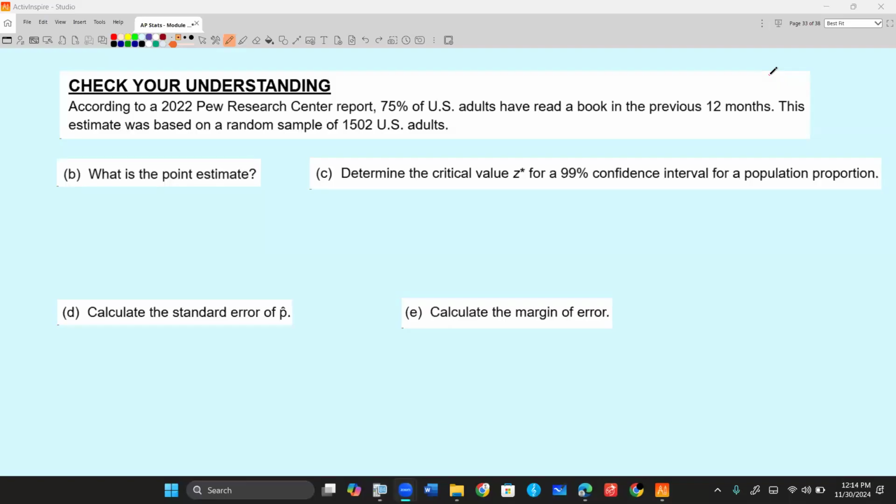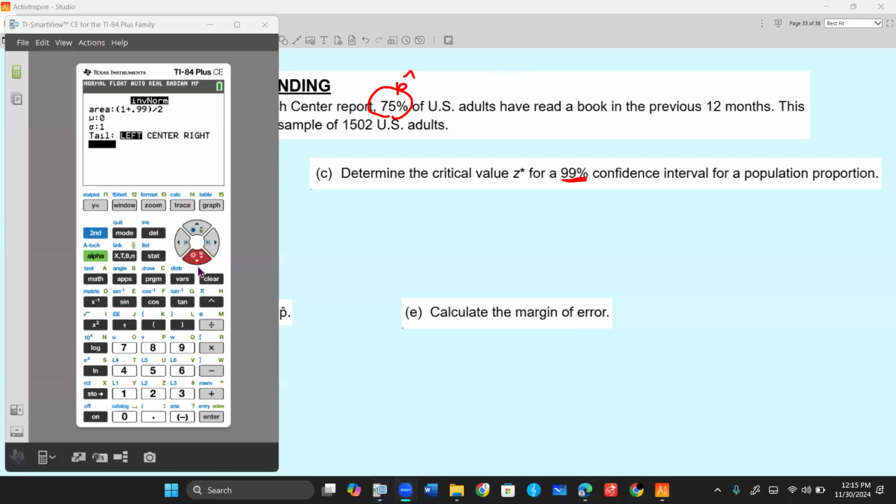All right, the point estimate is actually in the problem, no calculations required. It's going to be 75%. That's going to be your sample proportion. So the point estimate in this case will always be your sample proportion. Since it's given to us, we just got to write it down. C, determine the critical value for a 99% confidence interval. So see if you can get that. I'll use it using the left one. If you use the center, that's fine. Just be consistent. So 2.5758, 2.576.